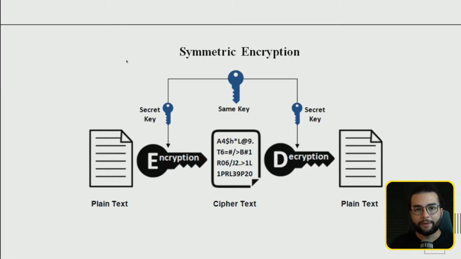When it comes to symmetric encryption, the key that you use to encrypt data and the key that you use to decrypt data is the same key. So here in this diagram, you see that you have a plain text, you use a secret key to encrypt the data, and after that, on the other end, you use the same secret key to decrypt the data. This is fine for some scenarios and some use cases.